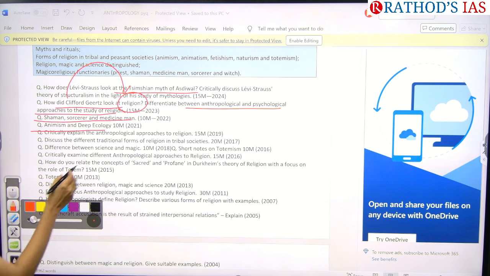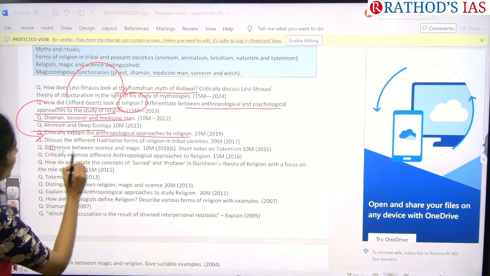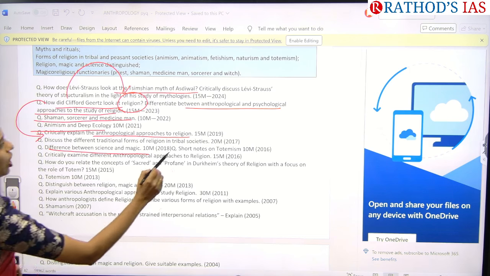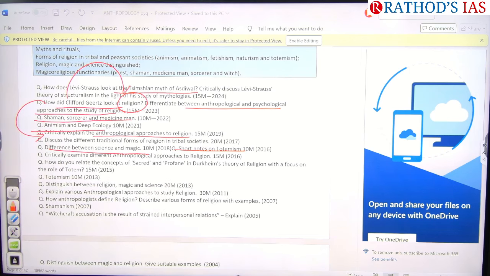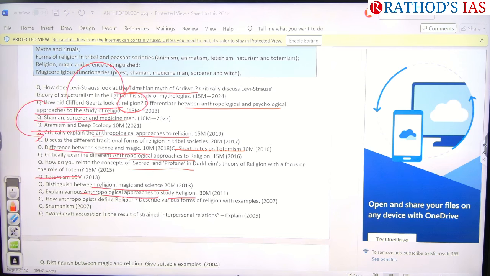And next one is approaches regarding religion. It is about Clifford Geertz again. And next one is differentiate between science and magic, and short notes on totemism. Anthropological approaches, sacred and profane, totemism, religion, magic and science. Anthropological approaches to study religion. Anthropologists define religion. Okay, same thing.